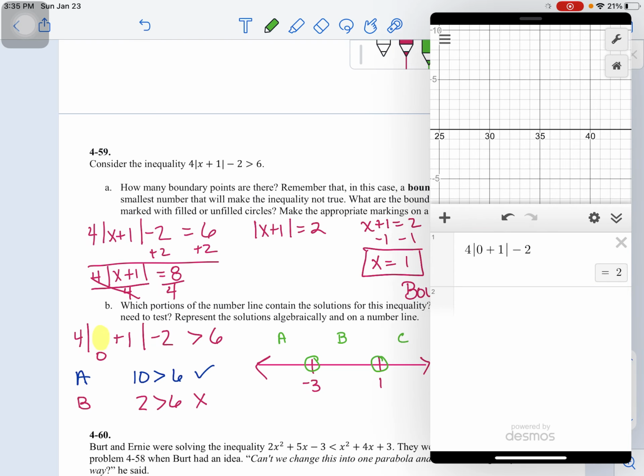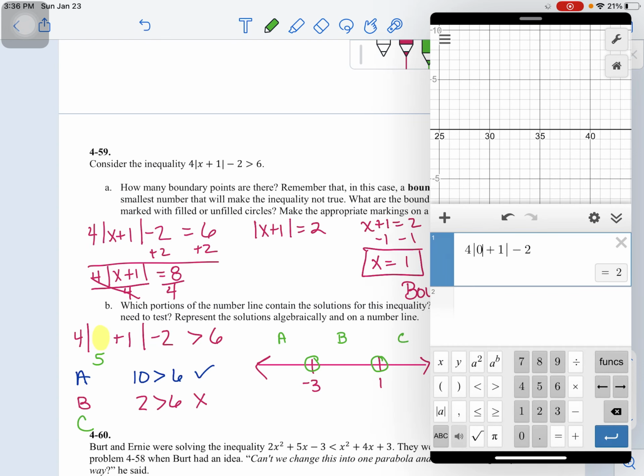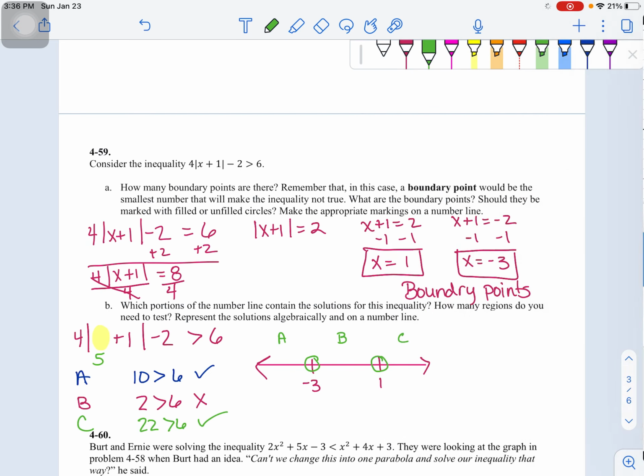Okay, so now lastly, let's choose something from section C. A 2 or a 3 or a 5. Let's use a 5. Let's just choose any number from section C. We'll put a 5 in there. And I'm going to change my Desmos to a 5. And I get 22. Is 22 greater than 6? Sure is. So sections A and C get colored in. So I'm going to go ahead and do that. Here's section A. Color that in with the arrow. Section C gets colored in. B was not a solution, so we're not going to color that in.